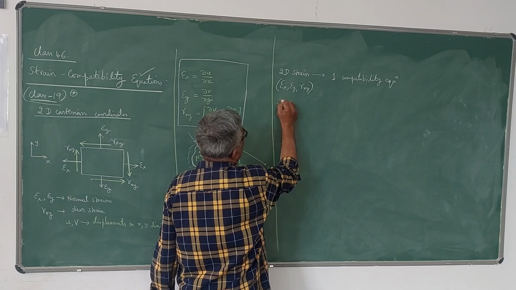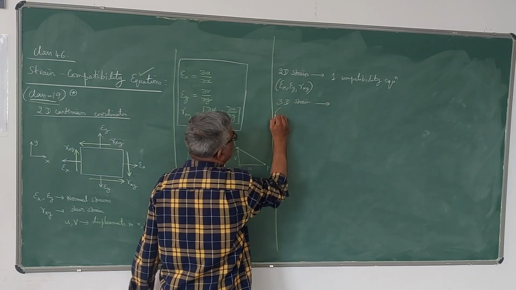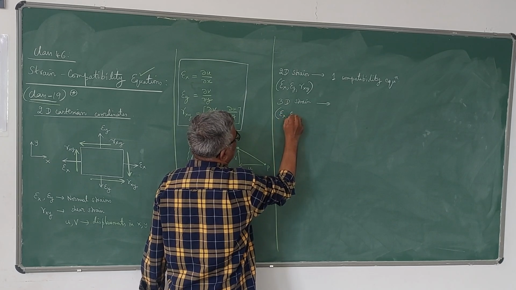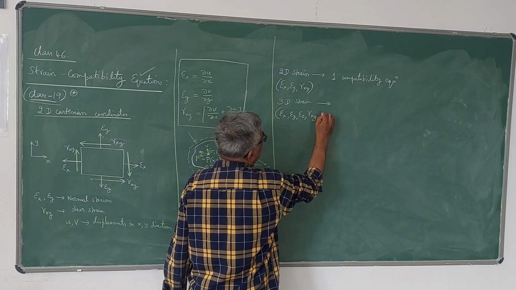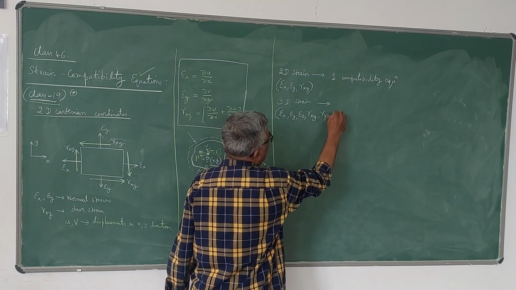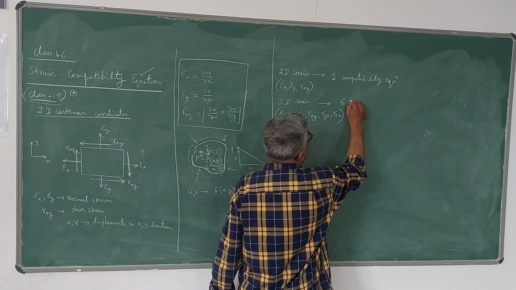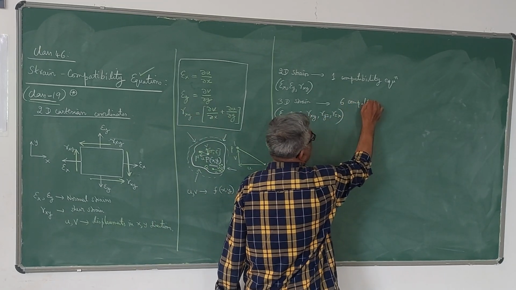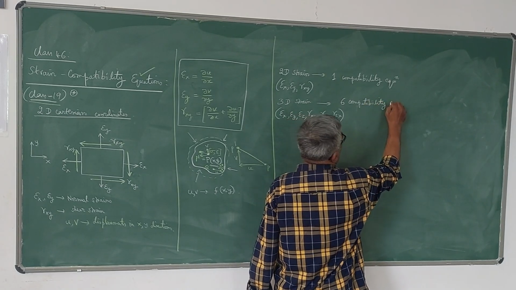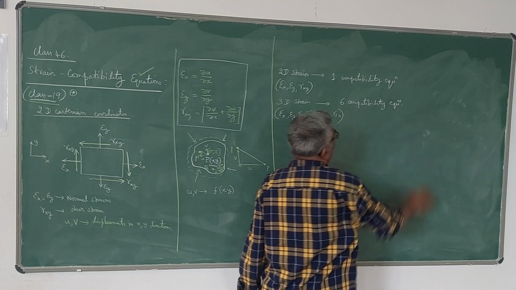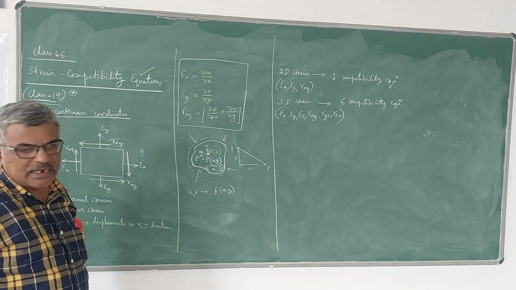In the case of a three-dimensional strain system, you will be having 6 components of strain. They are epsilon x, epsilon y, epsilon z, gamma xy, gamma yz, gamma zx. Totally 6 components will be there. You will be getting 6 compatibility equations. So those equations I have explained in class 19. You can just go through them. Now today, in this class, I will take up only the two-dimensional strain system.